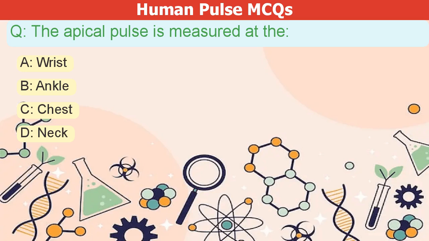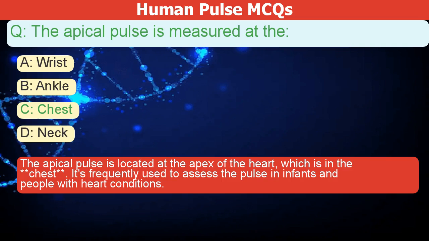The apical pulse is measured at A. Wrist. B. Ankle. C. Chest. D. Neck. The correct answer is C. The apical pulse is located at the apex of the heart, which is in the chest. It's frequently used to assess the pulse in infants and people with heart conditions.